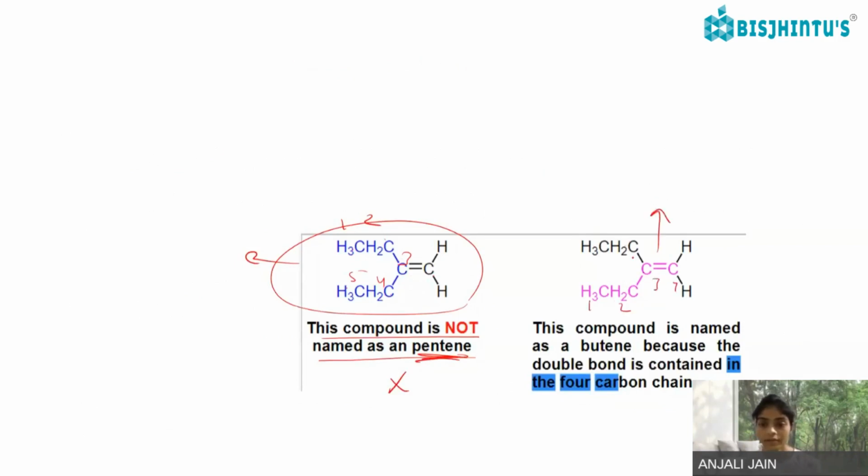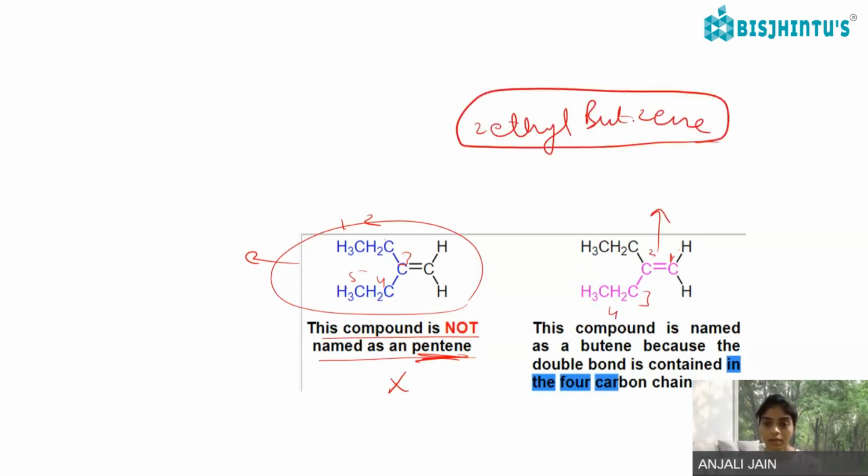So what we'll say is 3-ethyl. We will start numbering with the double bond: 1, 2, 3, and 4. So 2-ethylbut-2-ene. This compound is named as butene because the double bond is contained in the four carbon chain. We have to look at where the double bond is present. We can take this one also, and the same method applies. Same thing will be there.